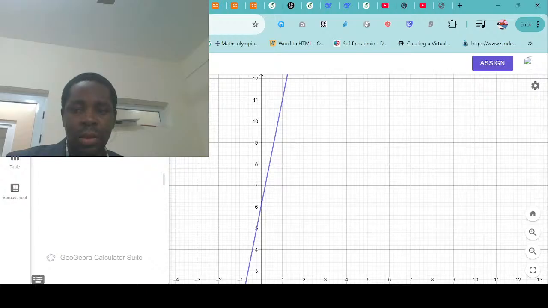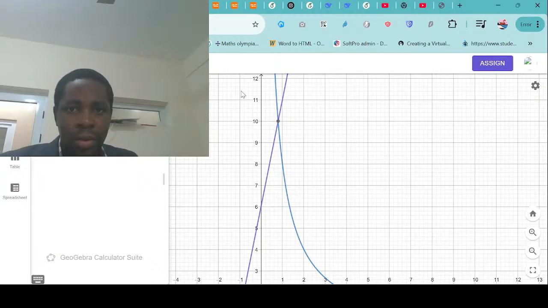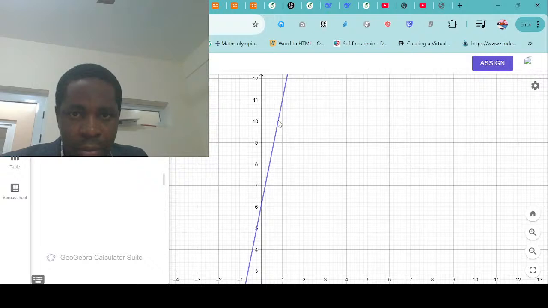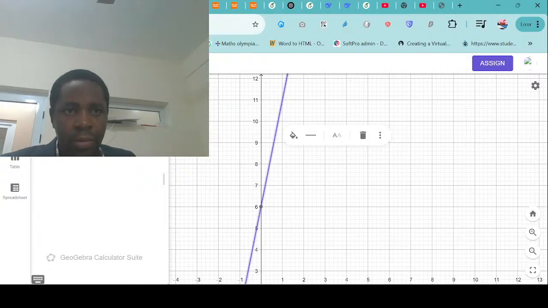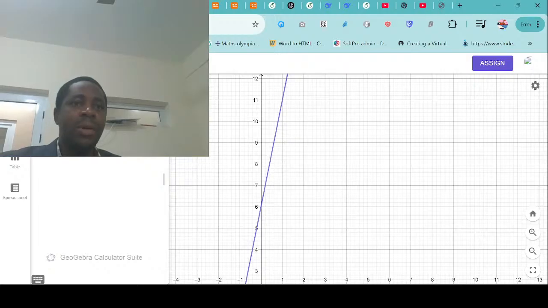Let's see that again. So that's the intersection there. So basically we have two solutions. So that's basically what I want to show you.